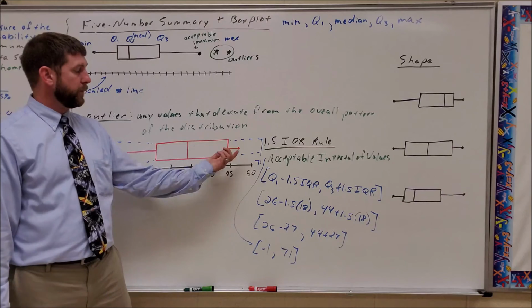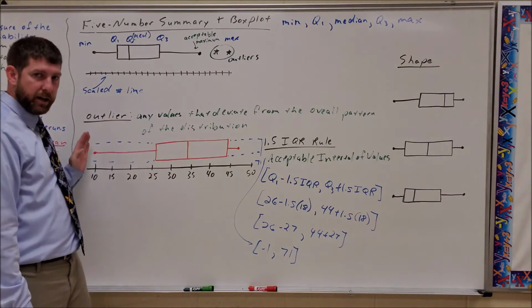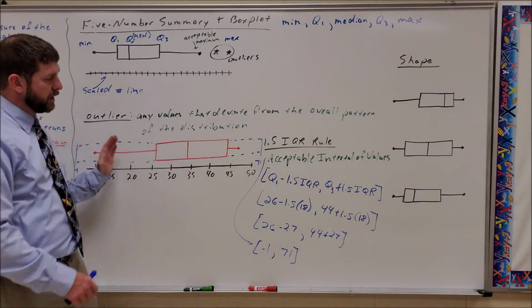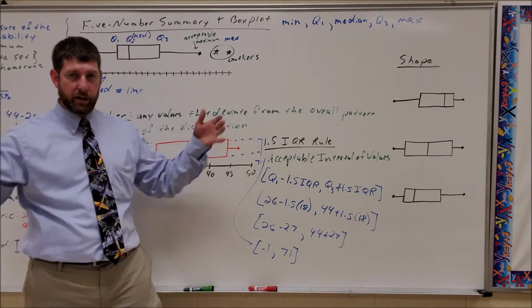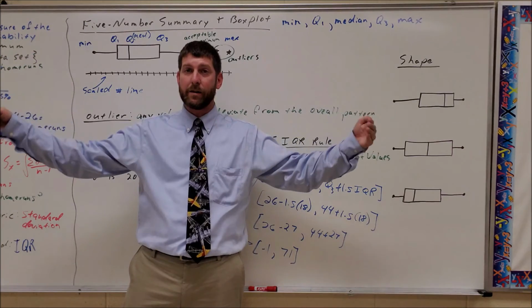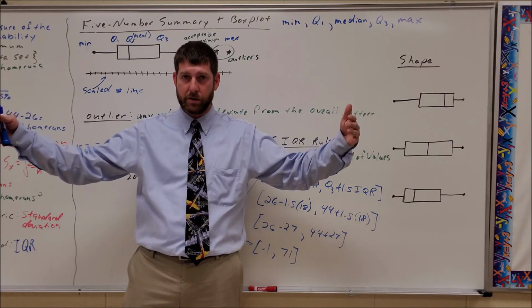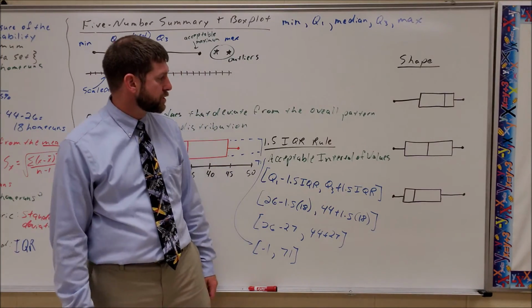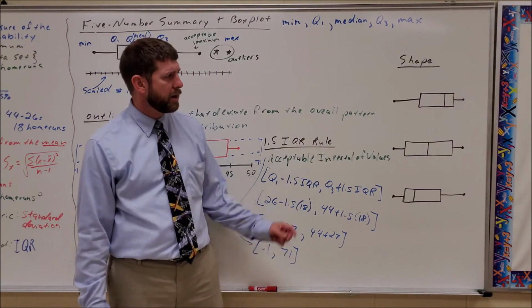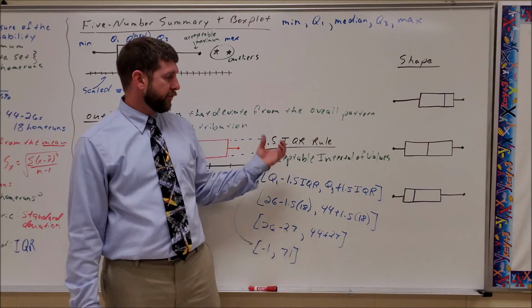You're going to take the left edge of your box and you're going to expand it 1.5 times the box. And you're going to take the right edge of the box and expand it 1.5 times, and that's creating a fence. Anybody that lies outside that fence, any values, then they've got to be outliers. They lie outside the acceptable range or interval of values. All right. That's one thing that we can get from a box plot.